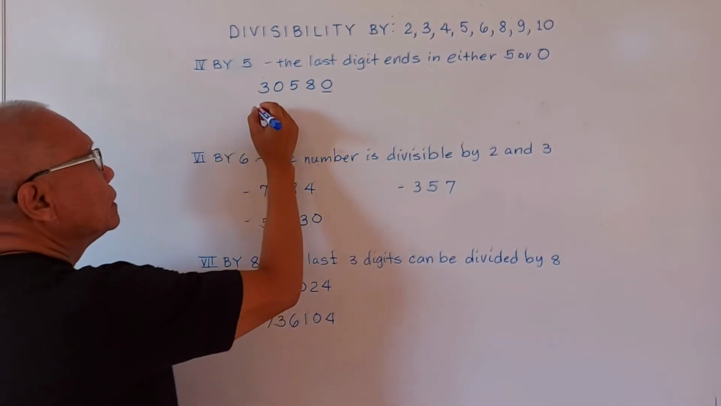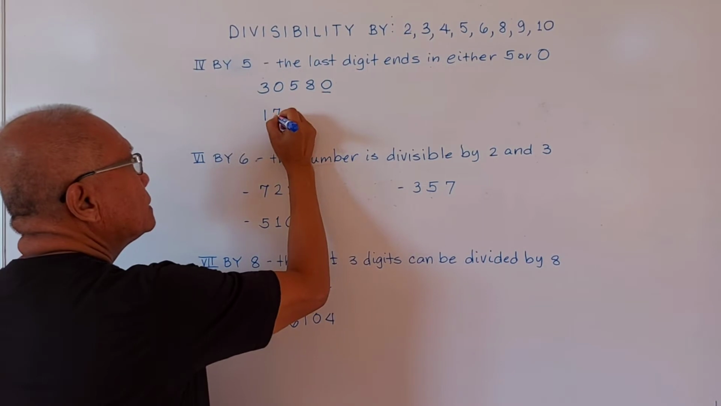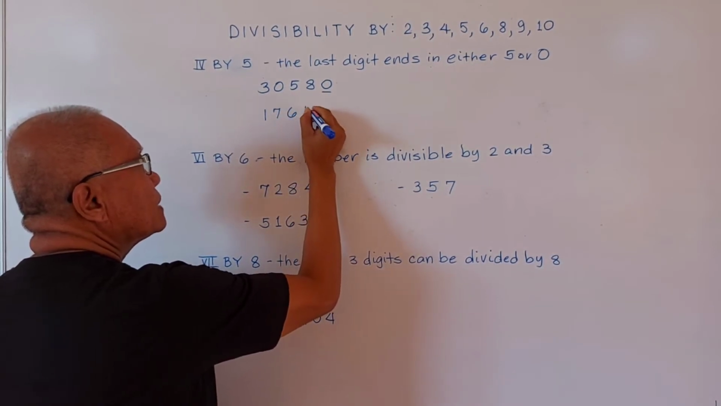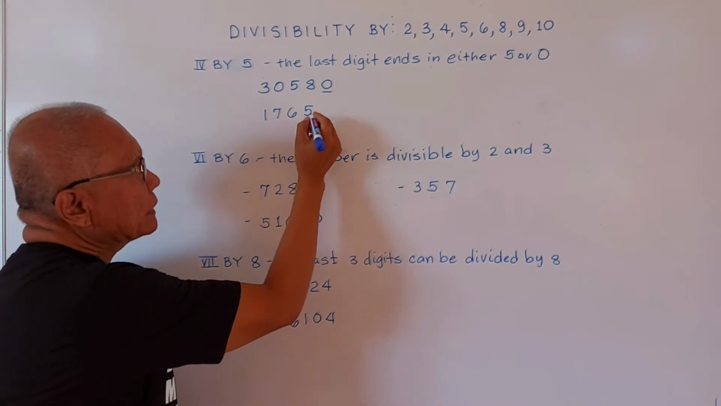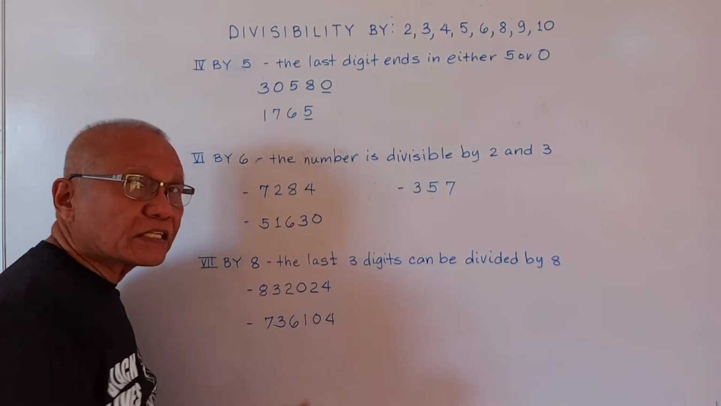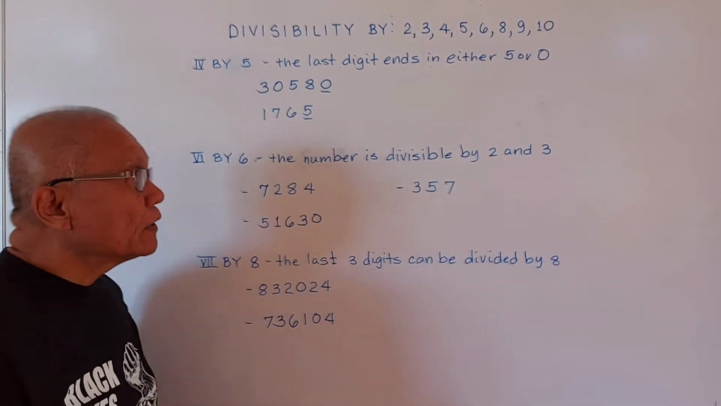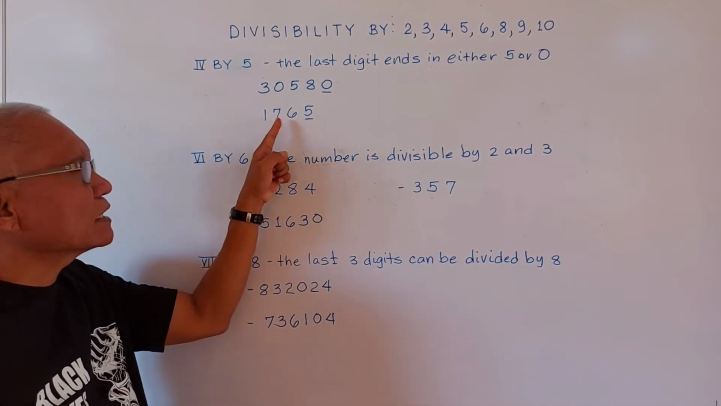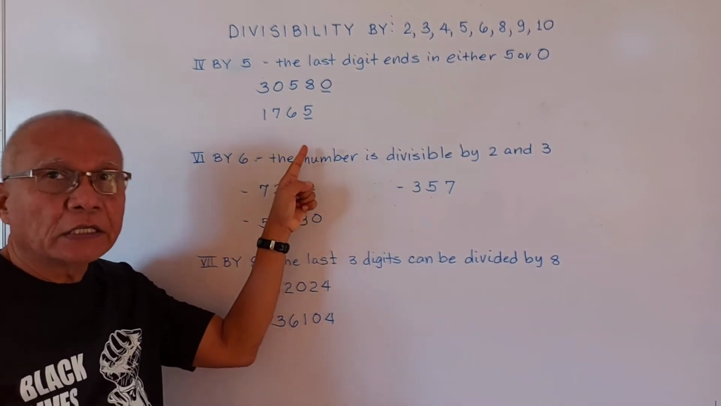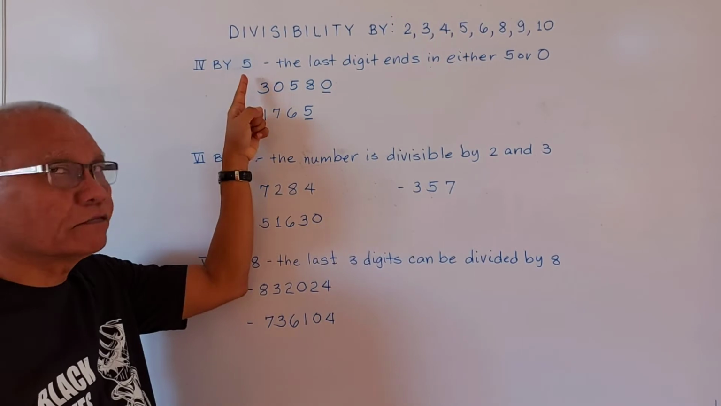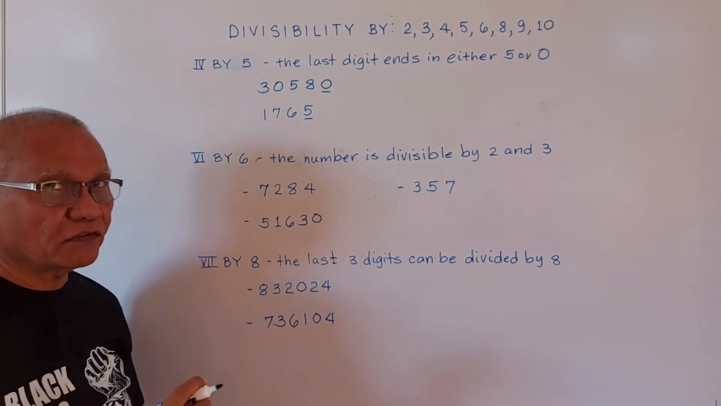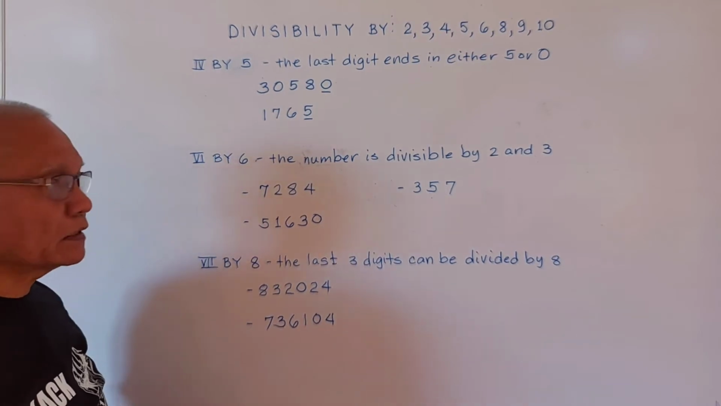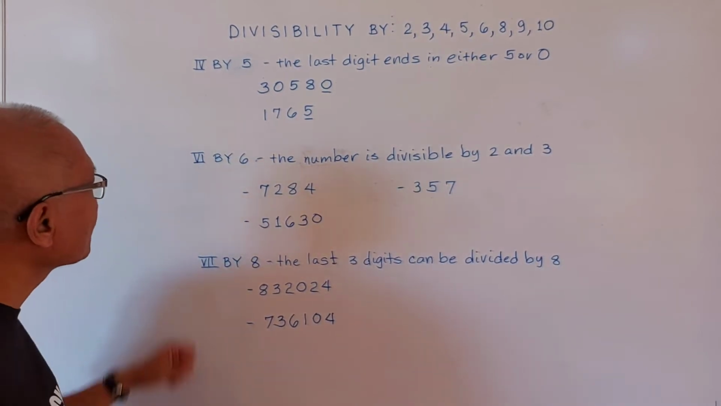Okay. If you have 1,765, because this number ends in 5, the last digit ends in 5, therefore this 1,765 is divisible by 5. So it's very easy. 0 or 5, if that is the last digit, then it can be divided by 5.